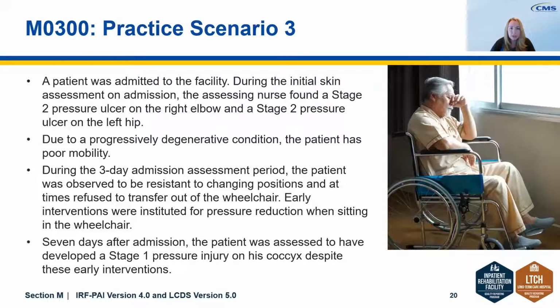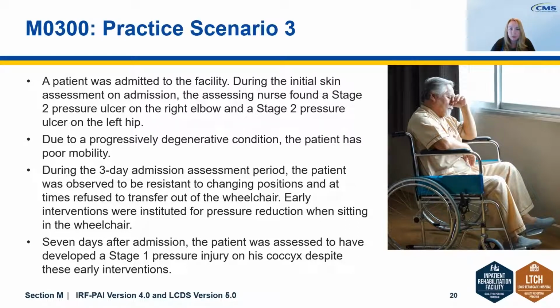Keeping this in mind, let's take a look at the first scenario for M0300. A patient was admitted to the facility. During the initial skin assessment on admission, the assessing nurse found a stage 2 pressure ulcer on the right elbow and a stage 2 pressure ulcer on the left hip. Due to a progressively degenerative condition, the patient has poor mobility. During the 3-day admission assessment period, the patient was observed to be resistant to changing positions and at times refused to transfer out of the wheelchair. Early interventions were instituted for pressure reduction when sitting in the wheelchair.